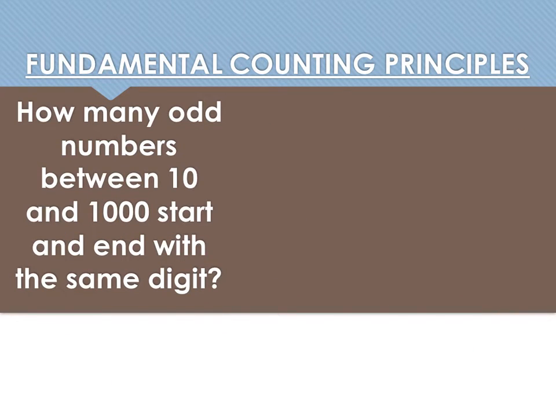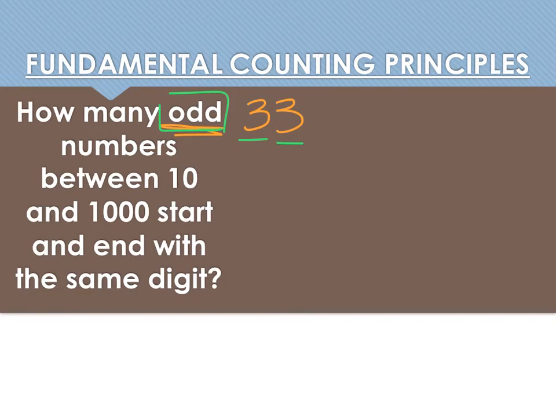So we're thinking, how many odd numbers between 10 and 1,000 start and end with the same digit? They have to start with the same digit, end with the same digit, and they must be odd. So I'm going to give you 2 examples of these numbers so you can get an idea of what we're talking about. So they start and end with the same digit. That would be something like 33. Starts with the same digit, ends with the same digit, and it's odd.